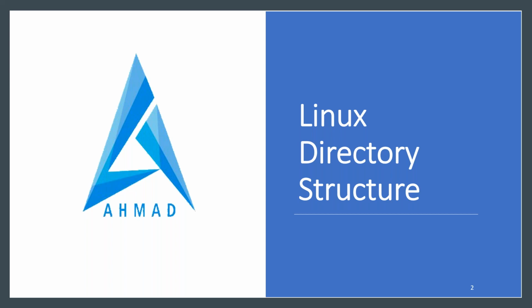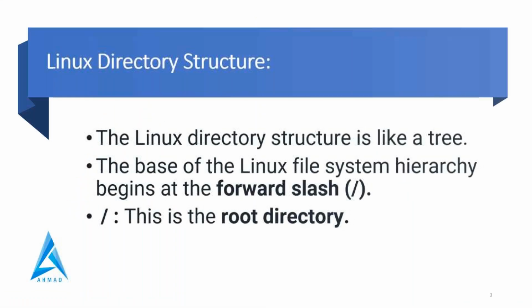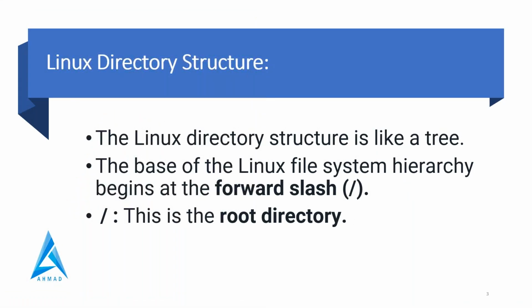So that's why my focus today is to tell you about Linux directory structure, what the names are, what the work of each is, and why these directories are required. Okay, so let's begin. The first thing is that a Linux directory structure is like a tree. The basis of the Linux file system hierarchy begins at the forward slash, and this is the root directory.